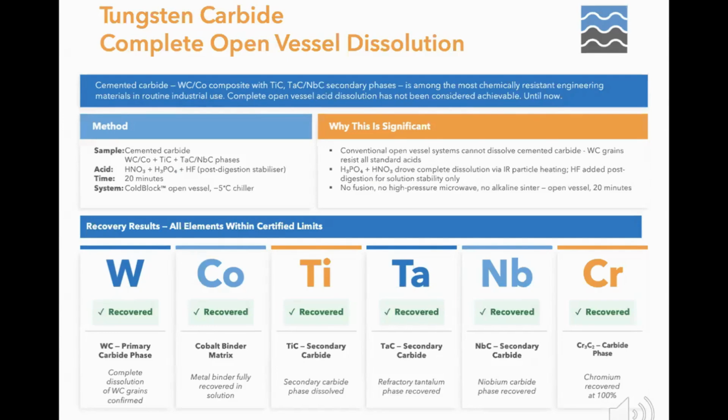The infrared cracks the tungsten carbide grain surfaces and attacks aggressively there. The HF was added really post digestion only in this case. So it's not a component or contributor to the digestion, but it's really being added as a stabilizing agent at the end to keep the elements in solution. So that's worth noting as well. HF didn't dissolve the carbide. The phosphoric and the nitric did, and HF helped keep things in solution. So it's really the infrared heating that is doing a lot of the mechanical work there. No fusion, no high pressure microwave, no alkaline sinter, just a ColdBlock in 20 minutes, and there's your tungsten carbide for you.